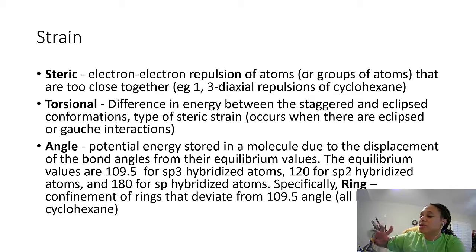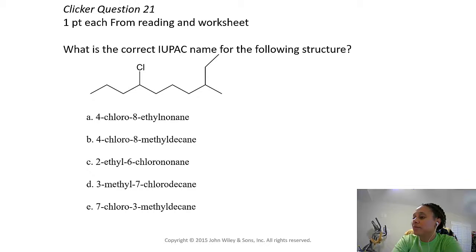So torsional strain has to do with rotation, so rotating something, and that's what we're talking about when we talk about staggered and eclipsed: rotating conformers. And angle strain, as it seems, is related to angles. So when we're talking about rings, that's where this is going to be most relevant.